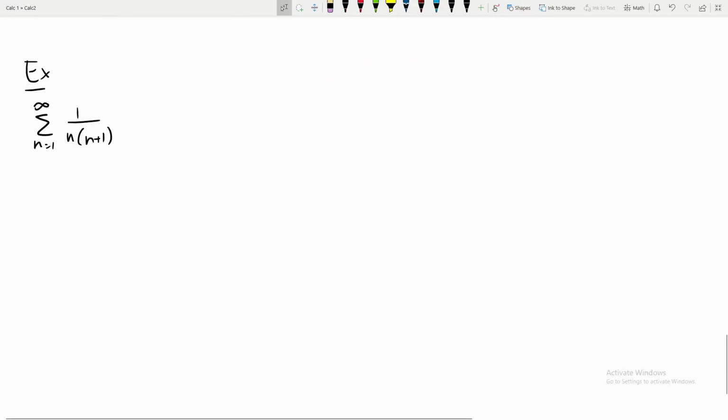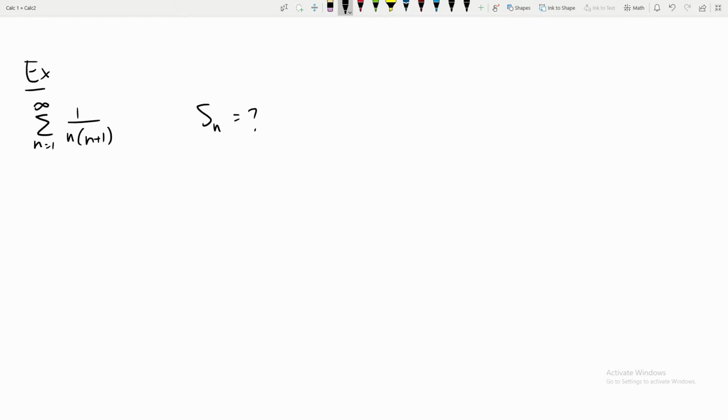So let's say we were given an example like this. We were asked to find whether this is convergent or divergent. So we'd start off by finding S of n. So what would S of n equal? In this case, this is when you would want to use telescoping series, and use that approach for finding what S of n is.